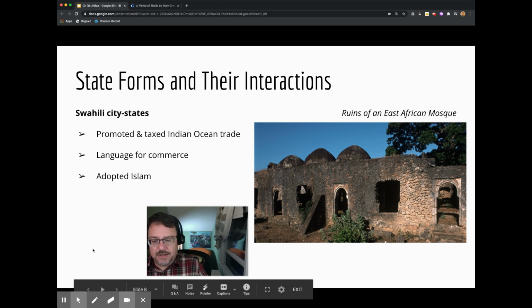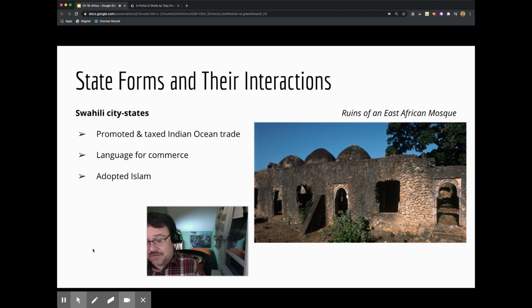On the other side of the continent. So that was in West Africa. In East Africa, there are not large empires, but instead we have city-states. And that makes sense because, again, we're looking at more commerce. This is a commercial center. And these city-states promoted and taxed Indian Ocean trade. So they were supported from the taxation on the trade. Some of these places were actually islands just off the coast of Africa. You could see the mainland, but they're literally in the border zone between Africa and the Indian Ocean world.